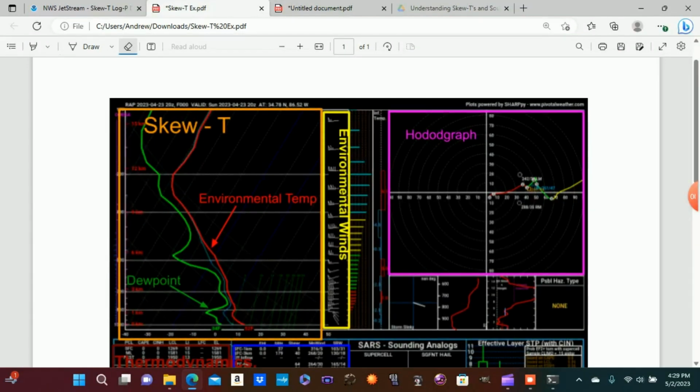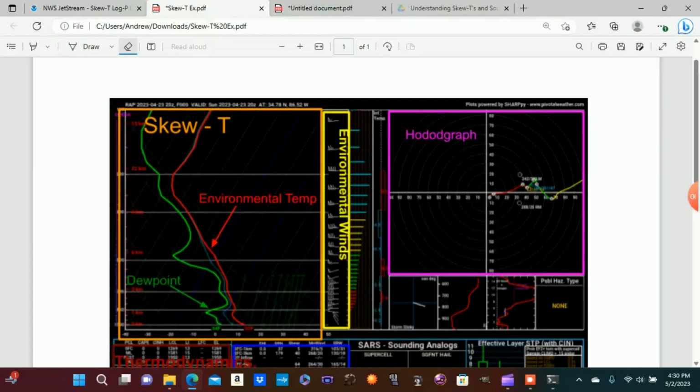And then if you're not familiar with what dew point is, it's the temperature that the environmental temperature has to be cooled to in order to become saturated. So dew point is basically just a measure of moisture in the atmosphere. The higher the dew point is, the more moisture there is in the atmosphere, basically.